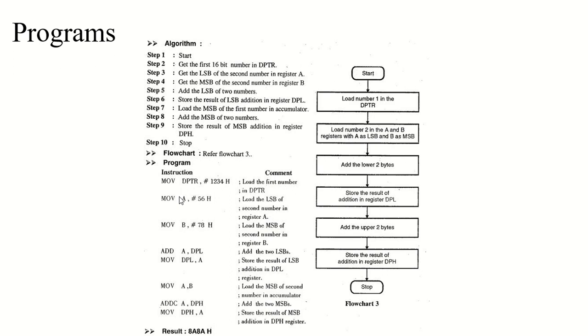Then we will add the two LSBs, meaning the number in register DPL and the number in register A, and we will store the result of the LSB addition in DPL only. Then we will add the other two MSBs: the number in register DPH and the number in register B will be added together, and we will store the result of that addition in DPH. Now let's see the algorithm, how exactly we are going to do it.